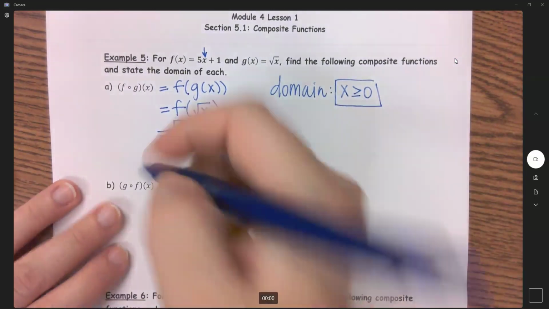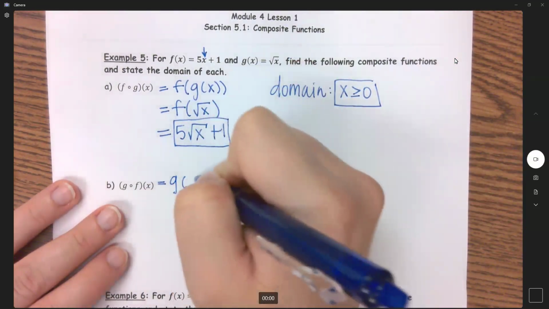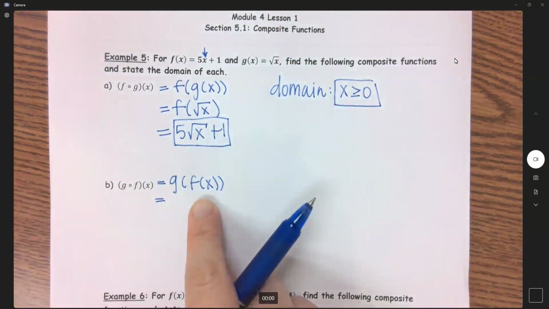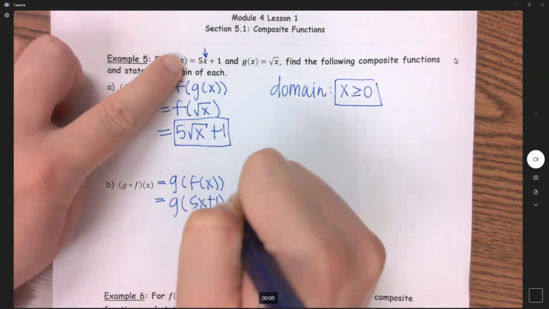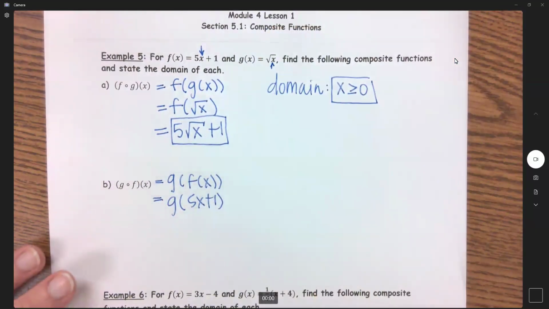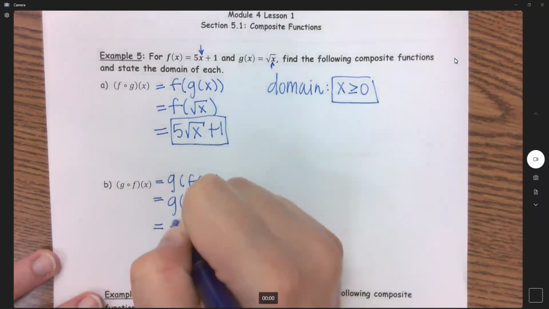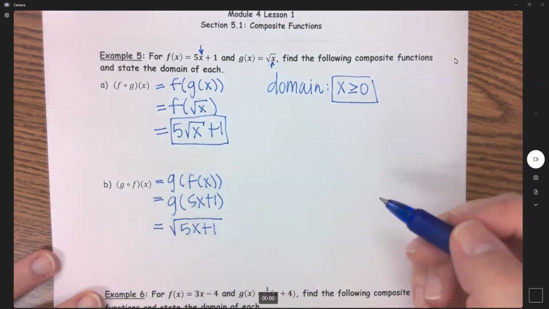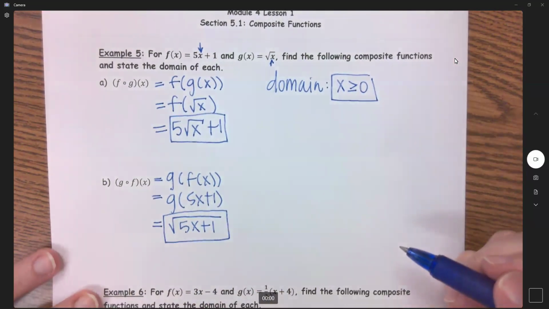Let's try this composite here. We have g composed of f of x. So this is g of f of x. So replace inside first. My f of x is 5x plus 1. And now go into your g of x and replace this x under the radical with what we have in parentheses. So we have the square root of 5x plus 1. Can't simplify that in any way, so there's my composite function.